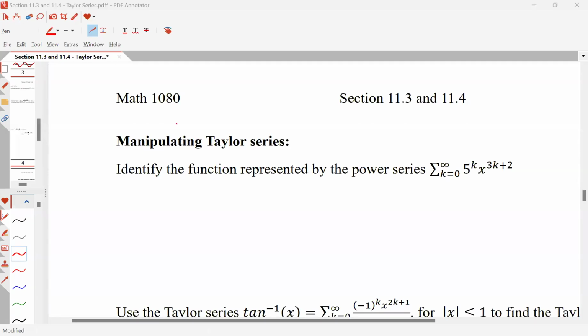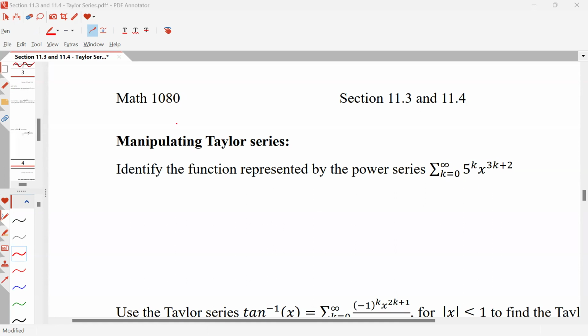Hello. In this video, we are going to take a look at our first example of using Taylor series, or manipulating Taylor series to find out more information. So the first example is we want to identify the function represented by the power series, k equals 0 to infinity, 5^k x^(3k+2).